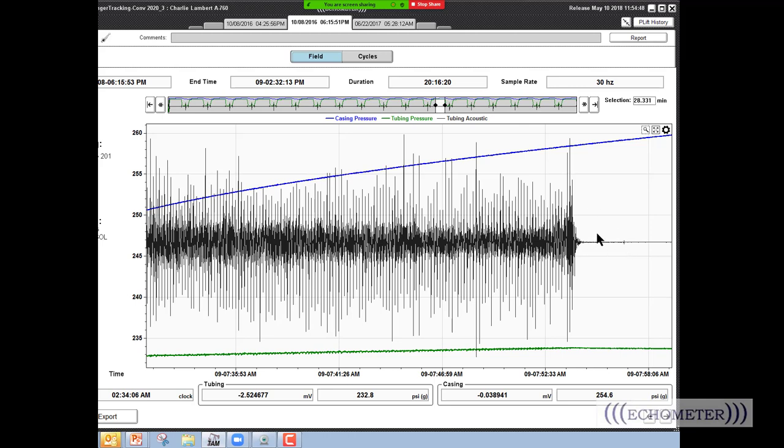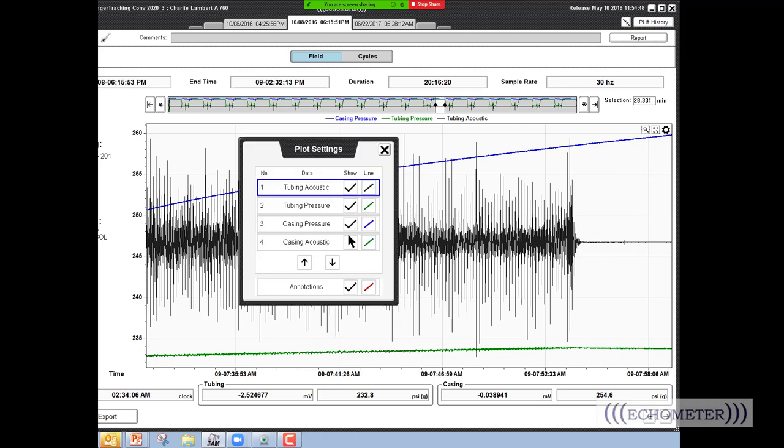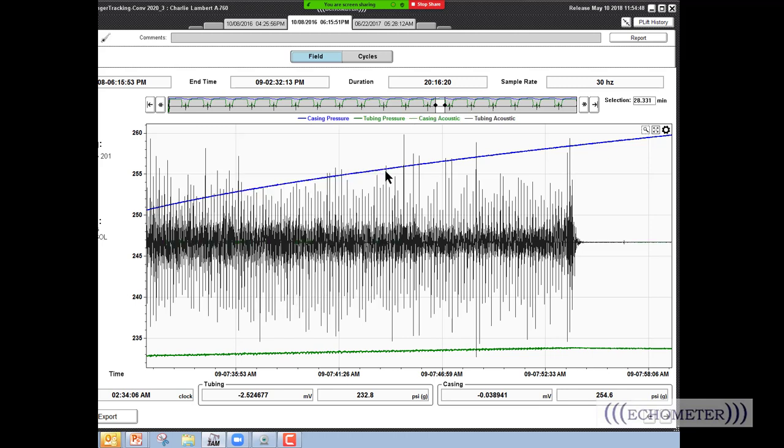And so I've got two microphone signals there. One's on the casing in red and one's on the tubing in black. And so you just see one black signal because the microphone signal from the microphone on the tubing is much louder than this quiet casing. So I'm going to go into the settings and make sure both of them are turned on. Both of them are turned on right there. And so I turn them on, and you still can't see anything.